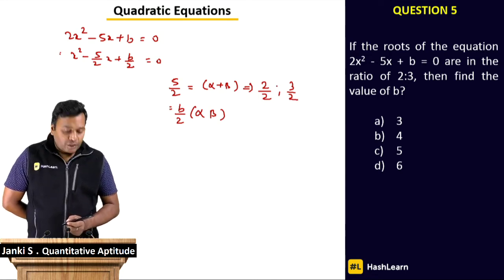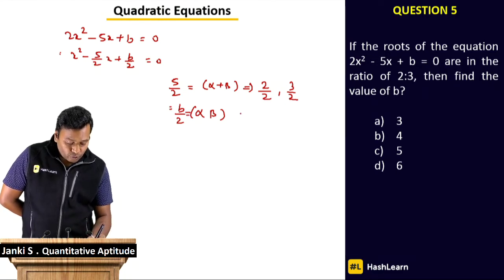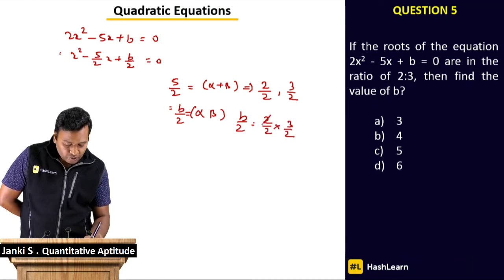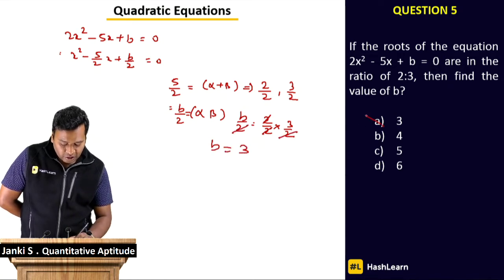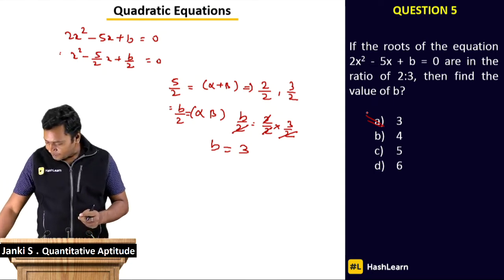These are the numbers possible here. So 3 by 2 plus 1 is nothing but 5 by 2. That means the value b by 2 is nothing but 2 by 2 into 3 by 2, right? That represents b value is how much? This is cancelled, it should be equal to 3, right? So for the fifth one, my value is equal to 3 here.